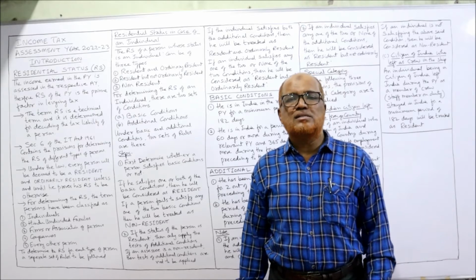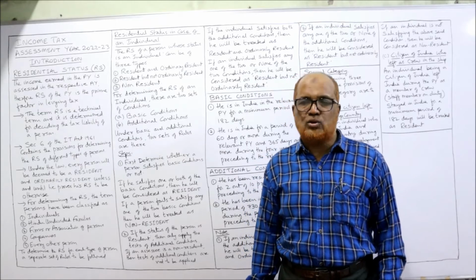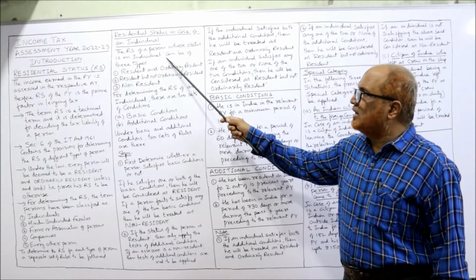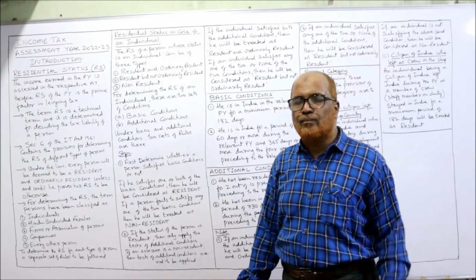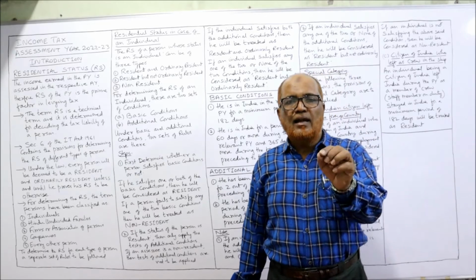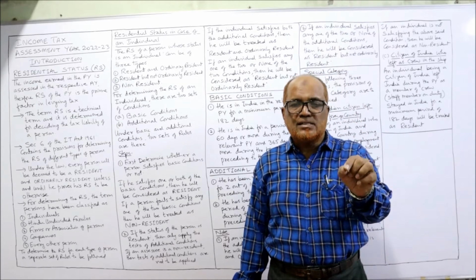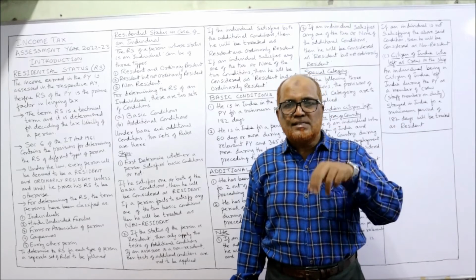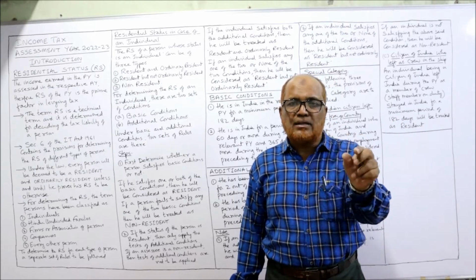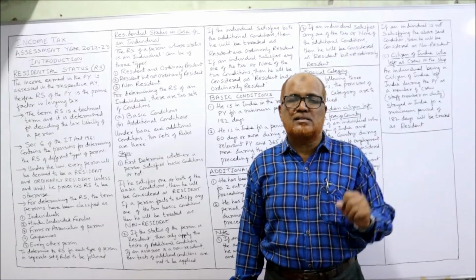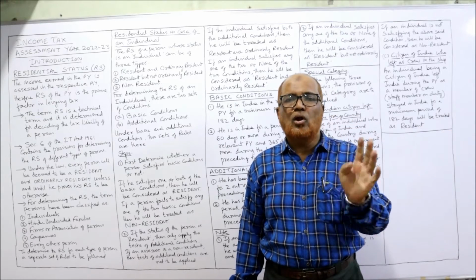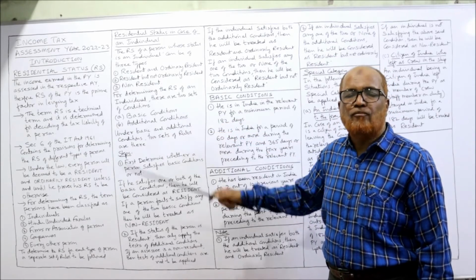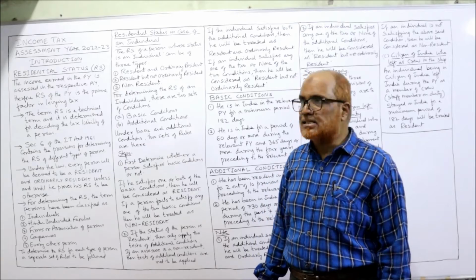How to find out the residential status of an individual? The residential status of a person whose status is an individual can be of 3 types. First of all, law says an individual may be resident and ordinarily resident. First one. Second one, resident but not ordinarily resident. And third one, non-resident. These 3 categories of individuals we have for determining the residential status.